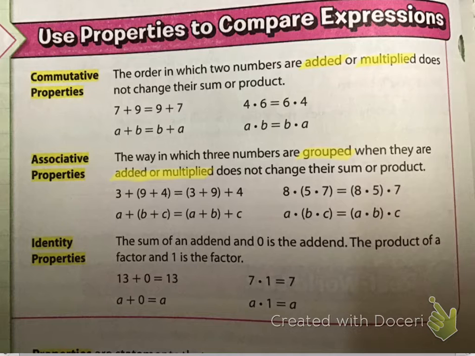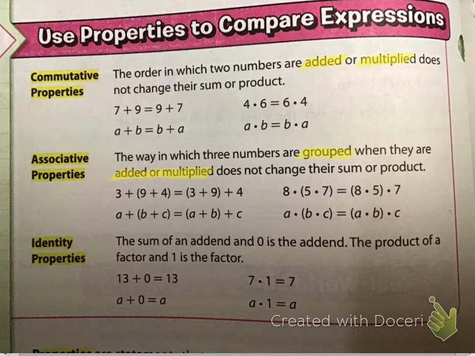3 plus 9 plus 4. 9 plus 4 is 13. Plus 3 gives me 16. On the other side, 3 plus 9 is 12. Plus 4 gives me 16. So I get the same thing no matter what. Again, only add and multiply.